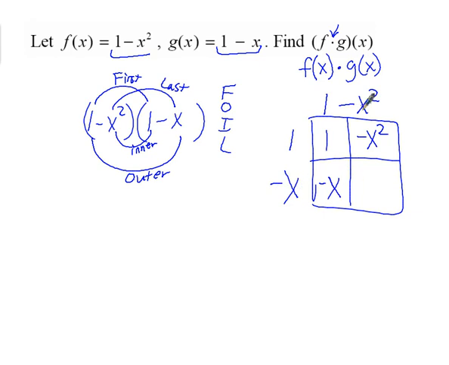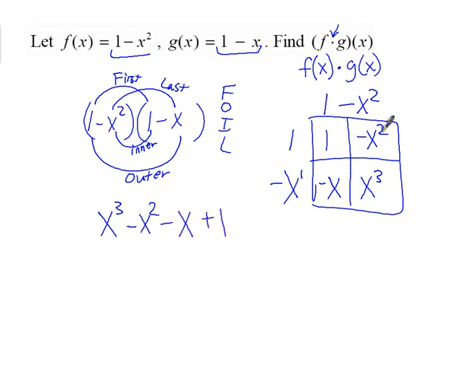Negative x times negative x squared. Negative times negative is a positive. This has an exponent of 1. When you multiply, you keep the base, add the exponents. Okay? If you did it with FOIL, you'd come up with the same expressions. We got x cubed minus x squared minus x plus 1.